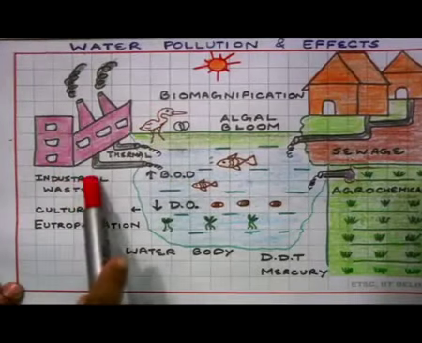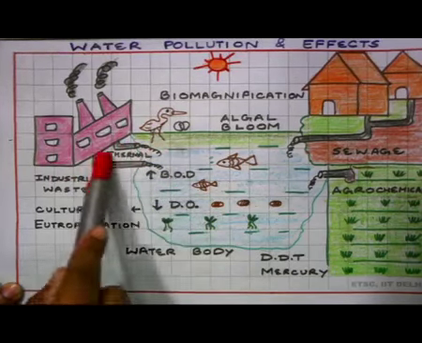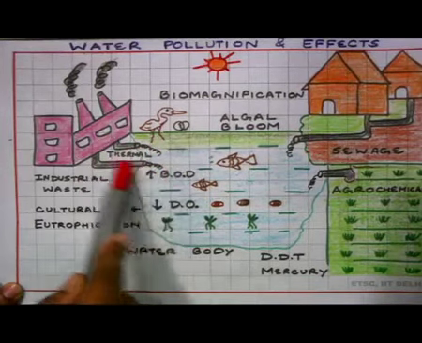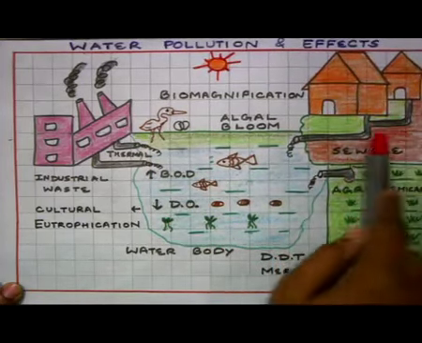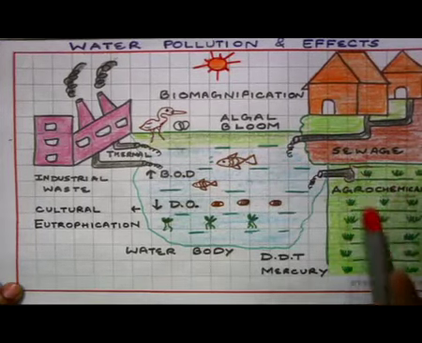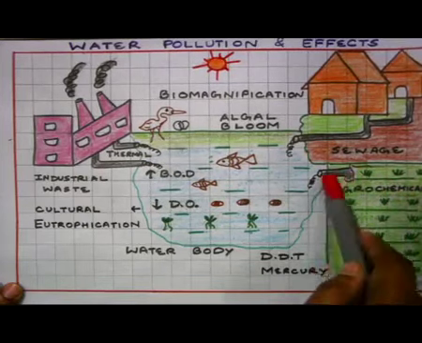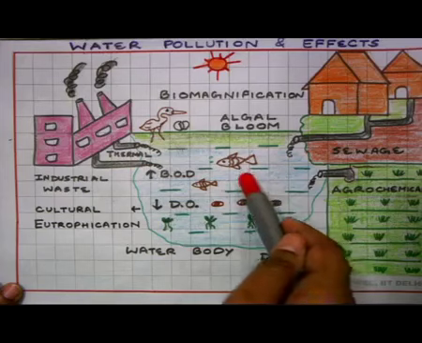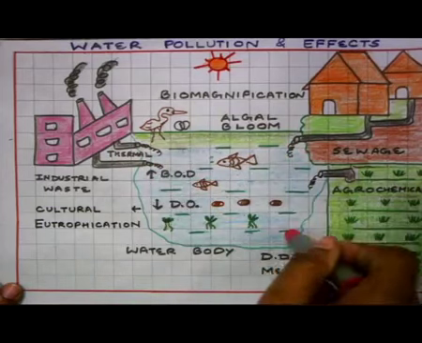Again, you can identify the sources: the industries, thermal water, the industrial waste water, and this is the water body. All the waste water is being dumped into these water bodies. The domestic sewage is again being dumped into the water body. The agrochemicals present in the farms or the agricultural lands are also being washed and dumped into these water bodies. And you can imagine what will happen to these aquatic organisms, for which this is the habitat.